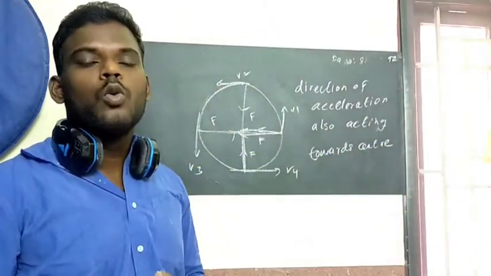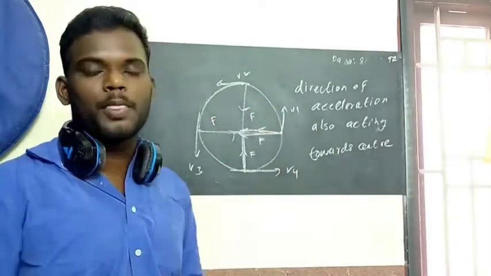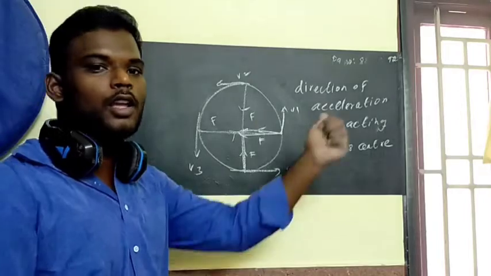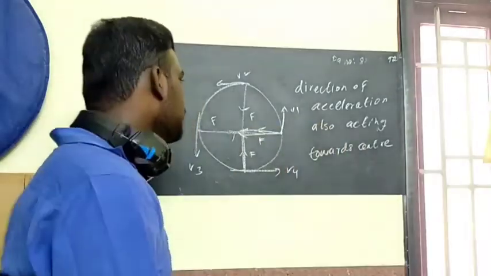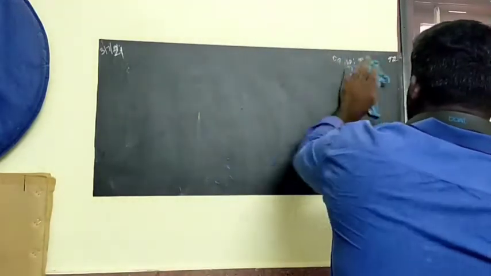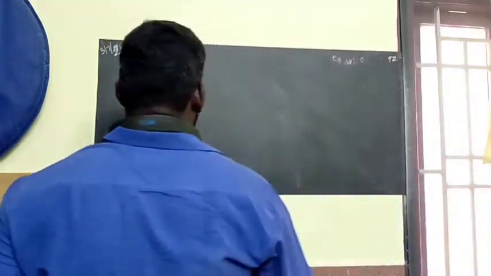I want to know what is the formula to find the acceleration acting on the body towards the center? So next topic, we are going to derive the formula to find the acceleration acting towards the center of the circle.